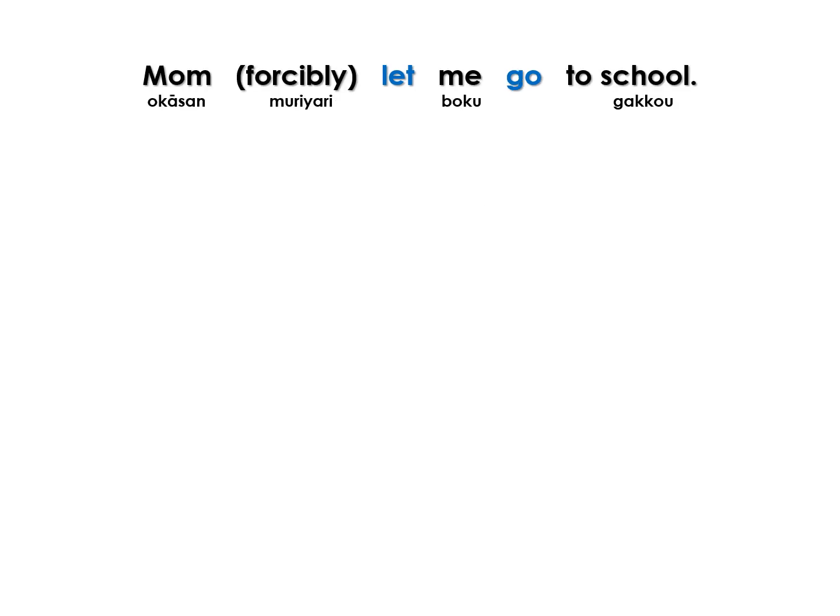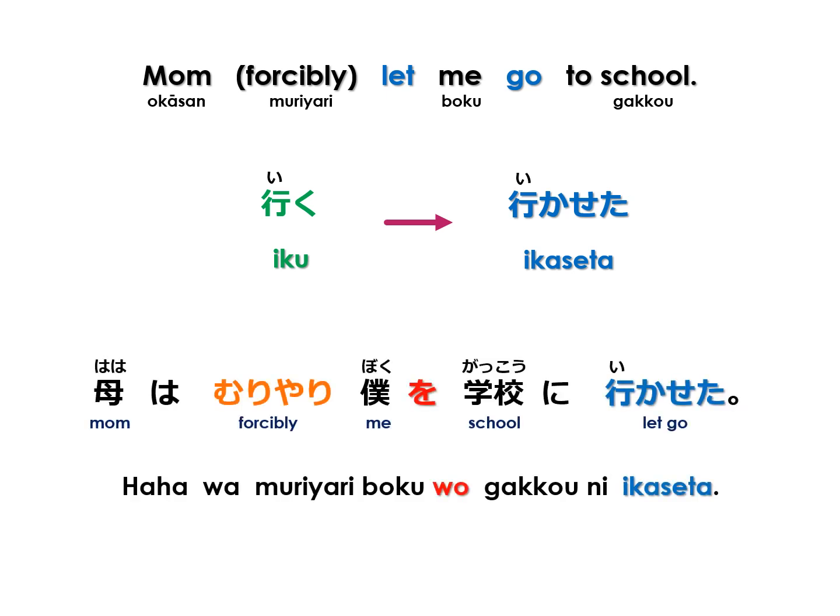Mom forcibly let me go to school. Right off the bat, we know it's a coercive causative sentence with an intransitive verb, to go. To go is iku. The causative plain past tense form is ikaseta. And the sentence in Japanese: haha wa muriyari boku wo gakkou ni ikaseta. The causee is me, or boku, and it can only take the particle wo because this is a coercive sense, as indicated by the adverb muriyari, meaning forcibly. Haha wa muriyari boku wo gakkou ni ikaseta.